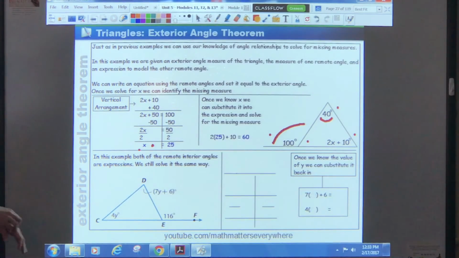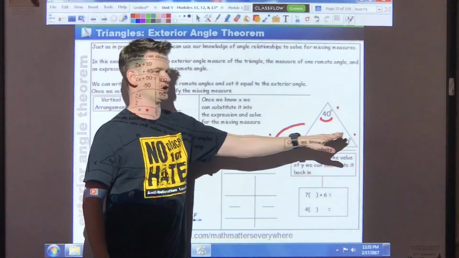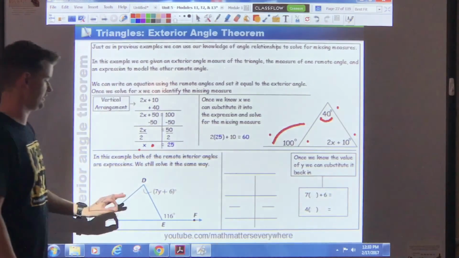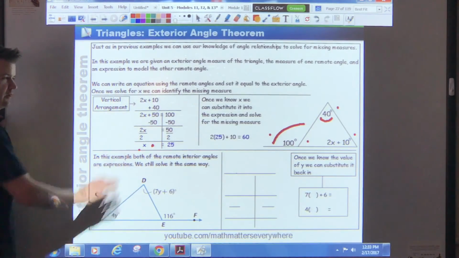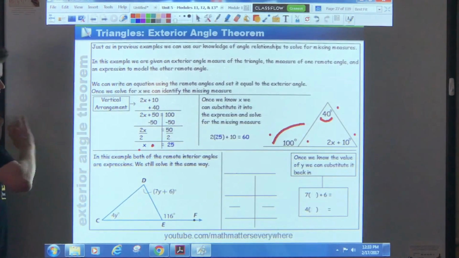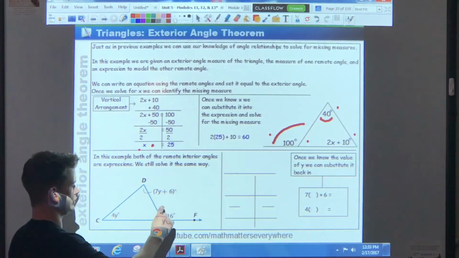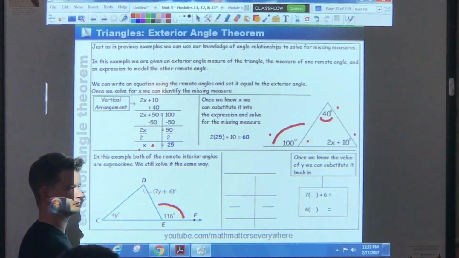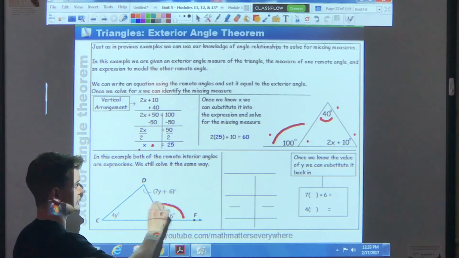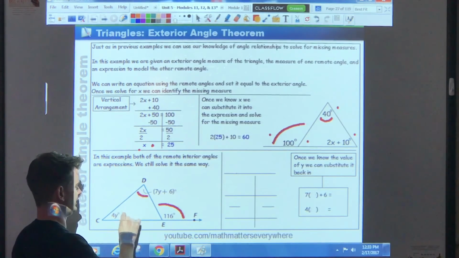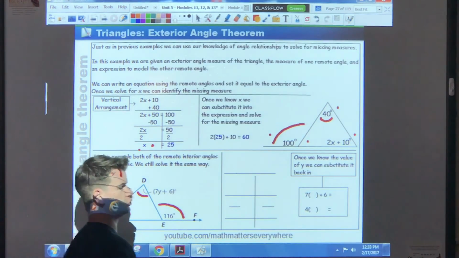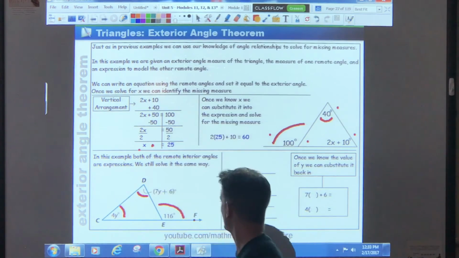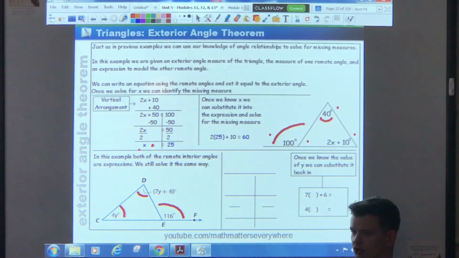Okay. So the first one, we just had one expression on the inside. For this one down here, we're going to have 2 expressions on the inside. Same process. We still know the remote angle. We know the exterior angle, and we're given expressions for the 2 remote angles. So when we set up our equation, does anybody have an idea what it is going to look like? Maria? 7y plus 6 plus 4.